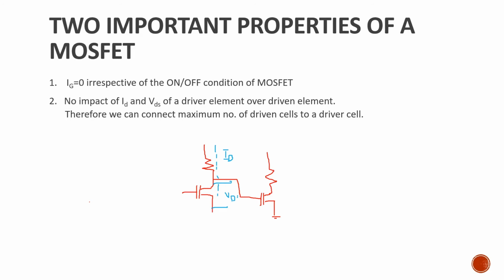This ID and VDS of the driver cell is not going to affect the driven cell, because here an SiO2 layer is there. Because of this SiO2 layer, whatever the ID or VDS might be, it is not going to affect the driver element, I mean the driven element. So there is no impact of ID and VDS of a driver on the driven element. So these are the excellent properties of the MOSFET.